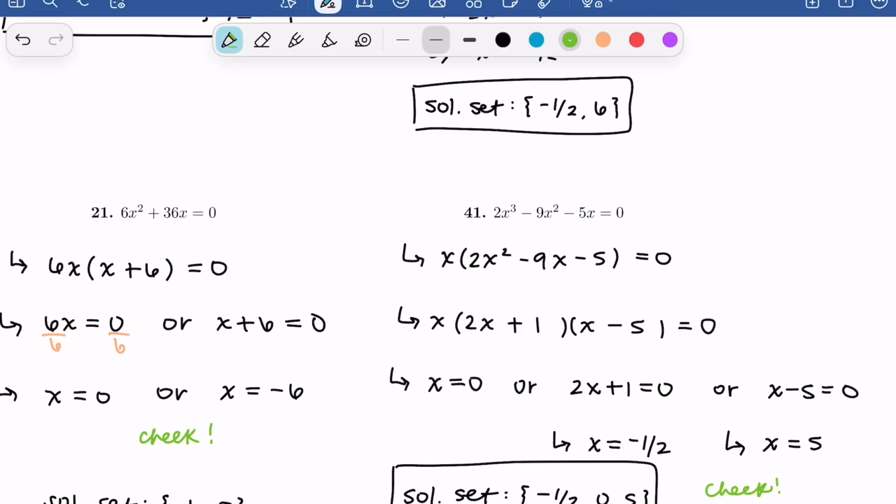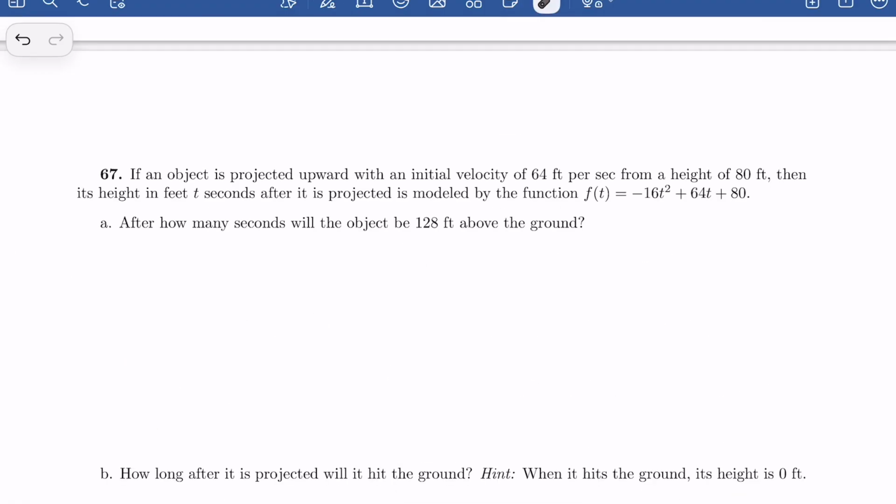that these solutions satisfy. Now, for this next example, we're looking at an applied problem. So we're told that if an object is projected upward with an initial velocity of 64 feet per second from a height of 80 feet, then its height in feet t seconds after it's projected is modeled by this function here. So this would be a quadratic function.